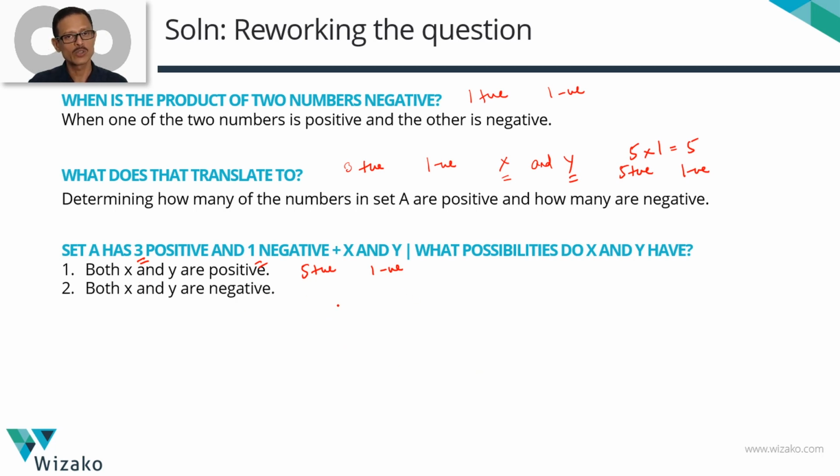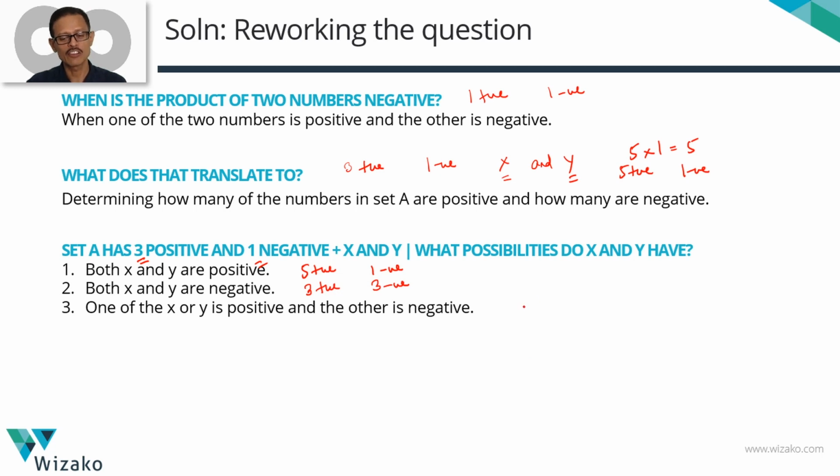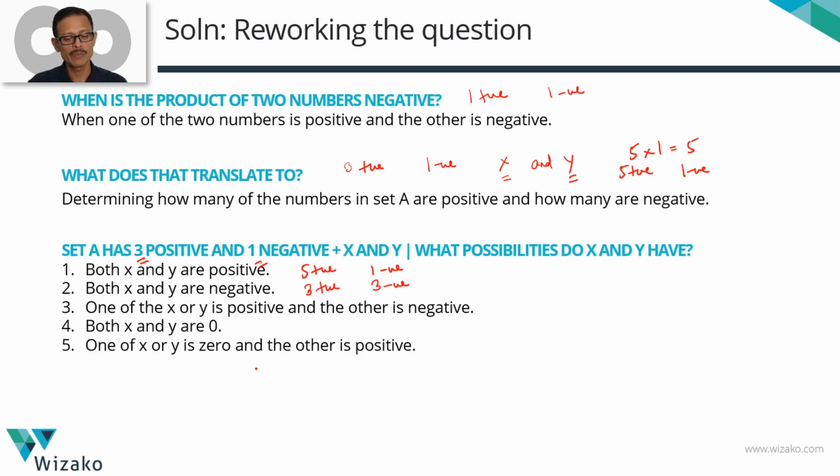Both of these numbers could be negative. We already have 3 positive and 1 negative. We are not adding any more positive numbers. So in that scenario, we'll end up with 3 positive and 3 negative numbers. We could have one of these numbers as positive and the other number as negative. So you'll have a 4 plus 2 combination in that case. Both these numbers are 0. So you'll have 3 positive, 1 negative and 2 zeros. One of these numbers could be a 0 and the other number is a positive. So you'll end up having 4 positive, 1 zero, 1 negative.